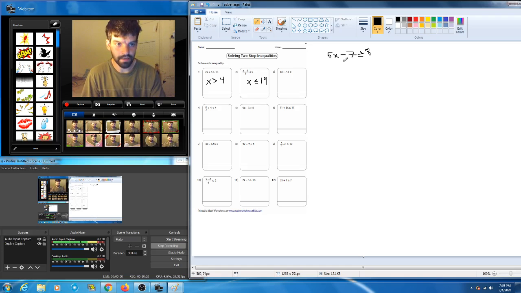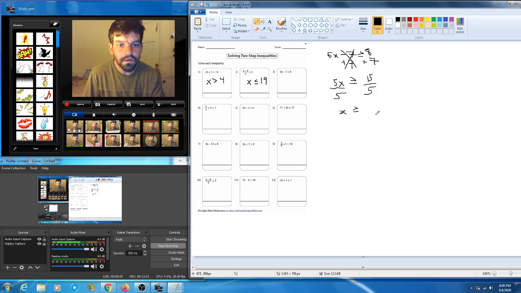So let's go ahead and start by adding 7 to both sides. That's the inverse of subtraction. And then again, our goal here is to cancel stuff out. So negative 7 plus 7 will cancel. 5x, make sure we're applying the operation to both sides. So 8 plus 7 is 15. Now we're going to do the inverse of multiplying by 5, which is going to be dividing both sides by 5. And we're going to get that our solution set is that x is greater than or equal to 3.